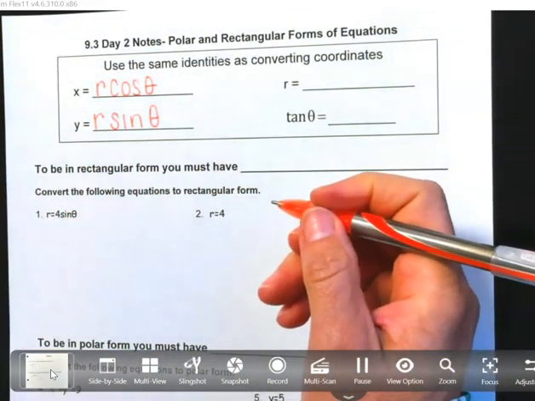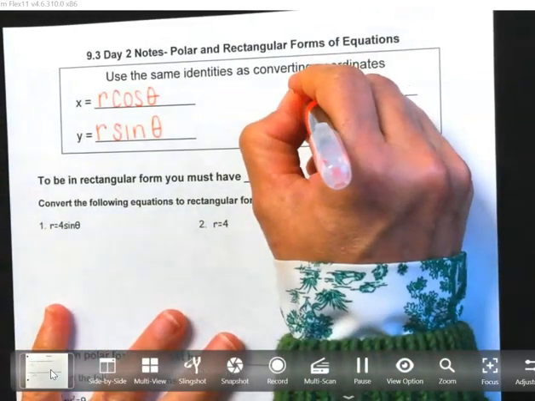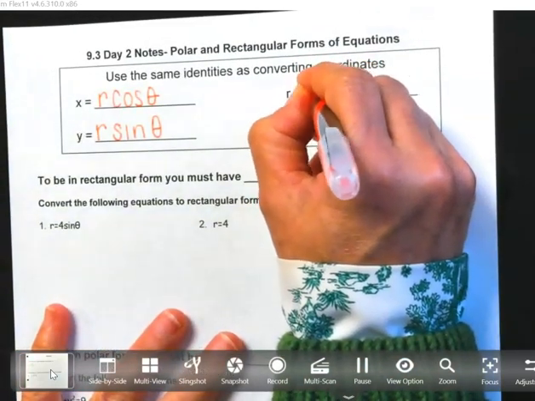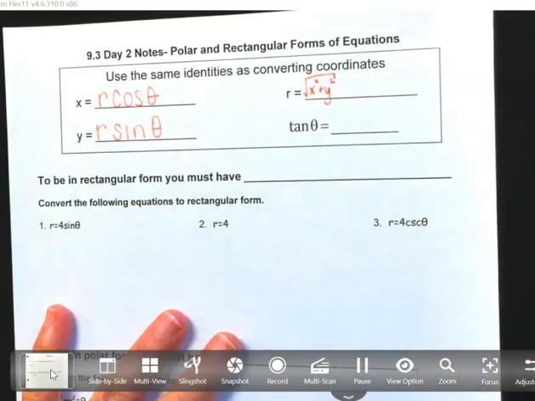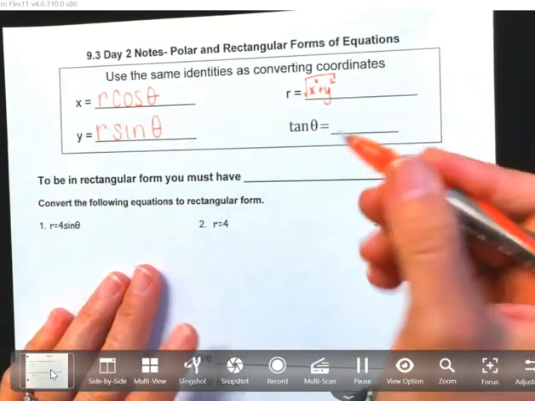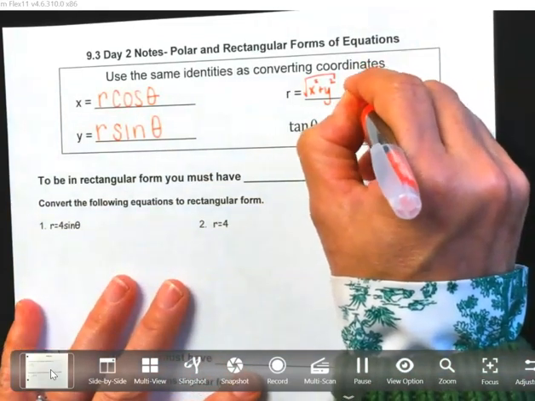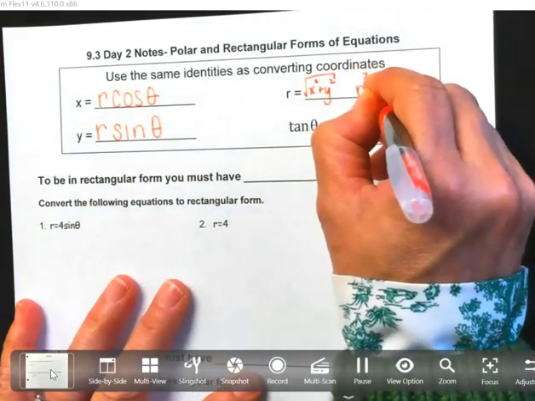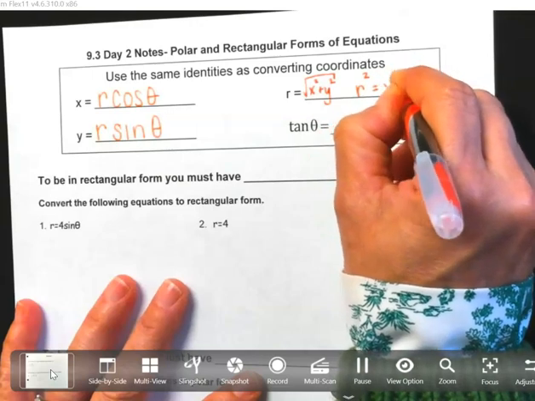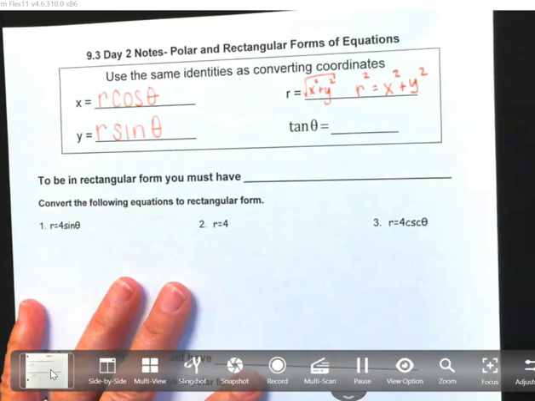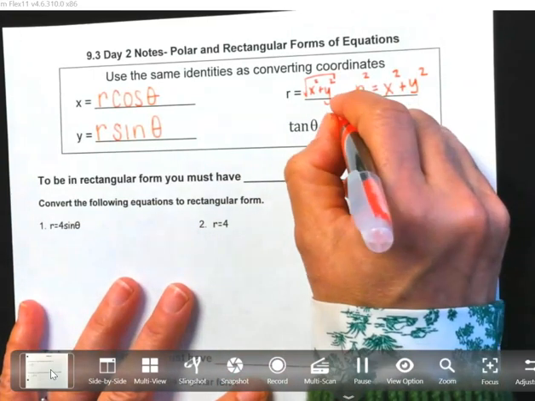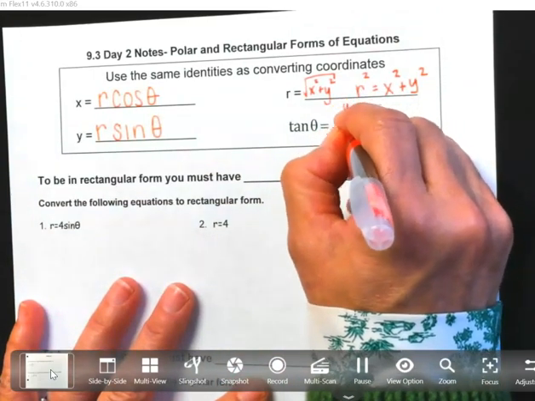R, I'm going to write this kind of squished together. Watch. R is the square root of x squared plus y squared. But we don't really want roots on equations. So r squared equals x squared plus y squared. And then remember, tangent is still y over x.